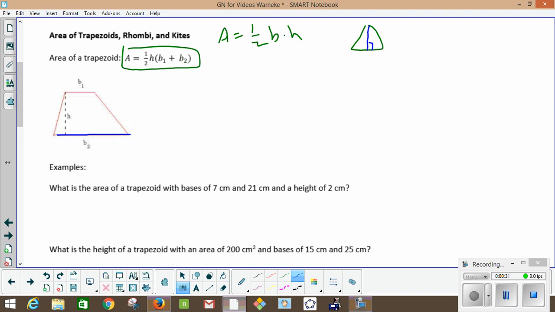So if you look at the formula, what they've done is they've added the two bases together, and that has taken care of the difference. So in other words, when you take half of base 1 plus base 2, you get the average. And if you remember, that would have been called the mid-segment length, and we had that a couple of units ago. So let's see what this formula does for us.